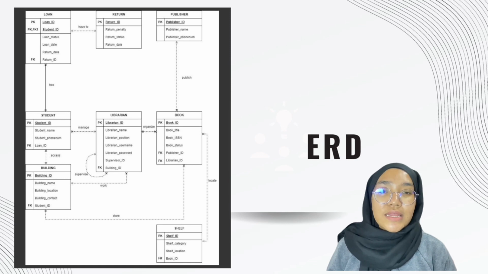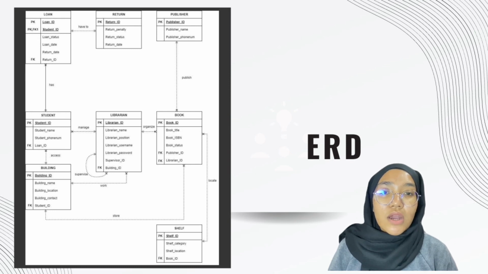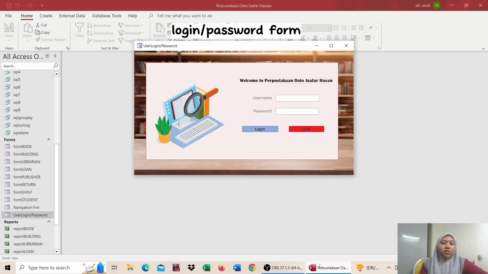Next, the ERD of library management. This ERD contains 8 tables: loan, return, publisher, book, librarian, student, building, and shelf. There are 9 weak relationships and 1 strong relationship. Table loan and student have a strong relationship, as the primary key of the related entity contains the primary key component of the parent, which is student ID. The rest have weak relationships because the primary key does not contain the parent entity's primary key component.